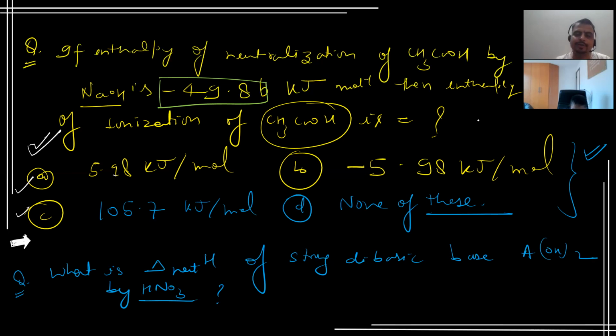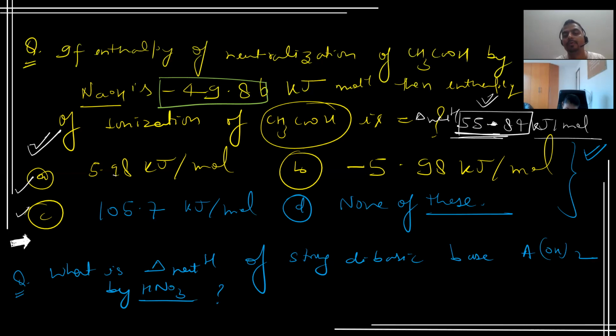So for strong acid, strong base, enthalpy is already given to you. That is 57.55. So for this case, the data they have given you is 55.84 kilojoule per mole. So take this value 55.84, the enthalpy of neutralization for strong acid, strong base.